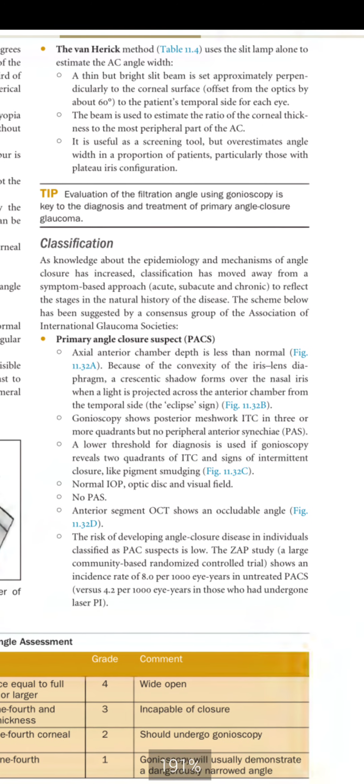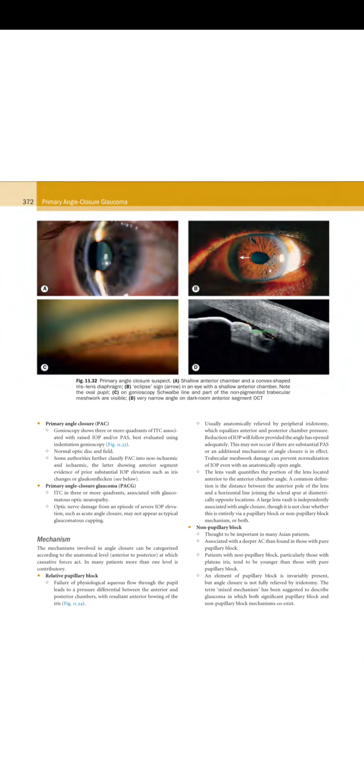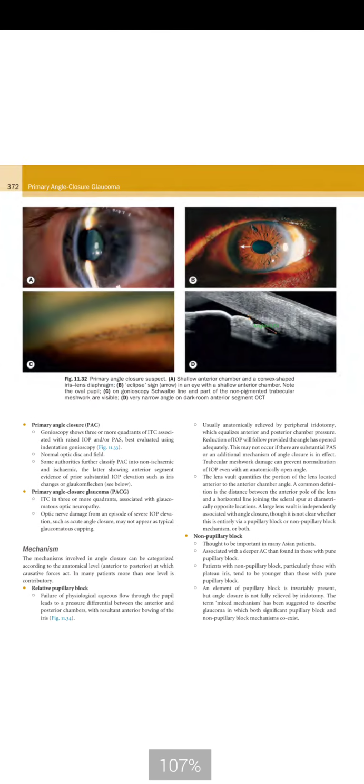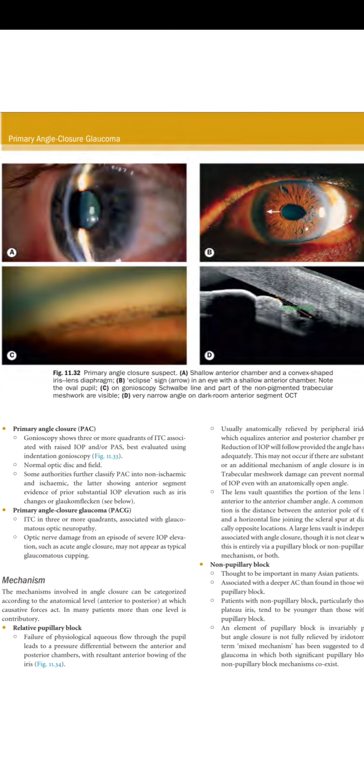So basically, in primary angle closure suspect, the axial anterior chamber depth is less than normal because of the convexity of the iris lens diaphragm. A crescentic shadow forms over the nasal iris when the light is projected across the anterior chamber from the temporal side. That is the eclipse sign. So this is the eclipse sign that is basically measured in a case of a narrow angle.